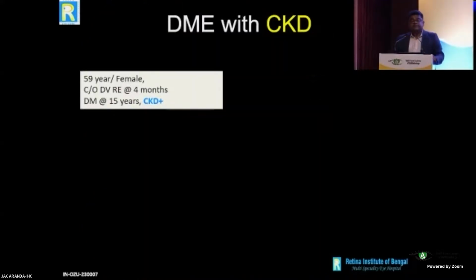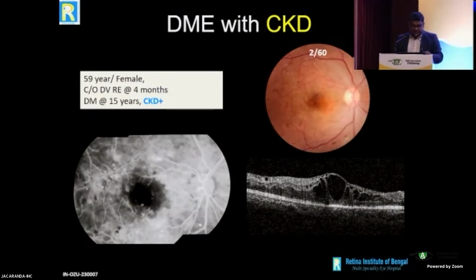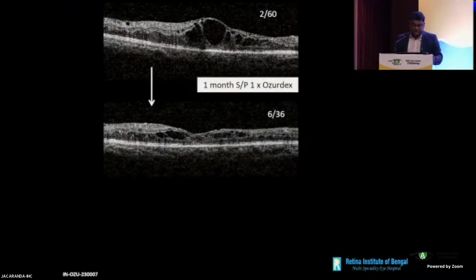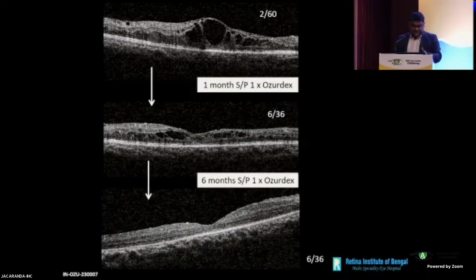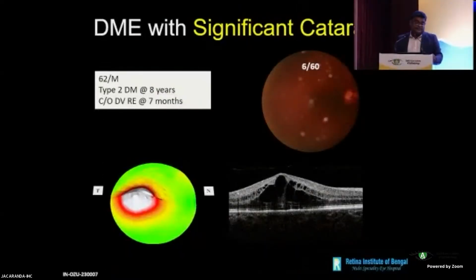Then diabetic macular edema with nephropathy. This is another common situation in our practice where more and more our nephrologist friends are insisting that we avoid anti-VEGF if possible. So here is one such patient who had an ischemic maculopathy with IRF. So we gave an injection of Ozurdex. Because of the sustained activity, the patient had a sustained reduction in the IRF, but as expected, not much of a visual gain. Then diabetic macular edema with significant cataract, which Dogra sir will definitely speak more about after me.